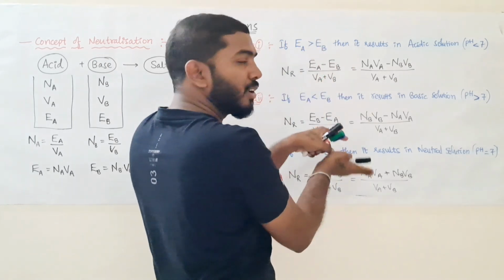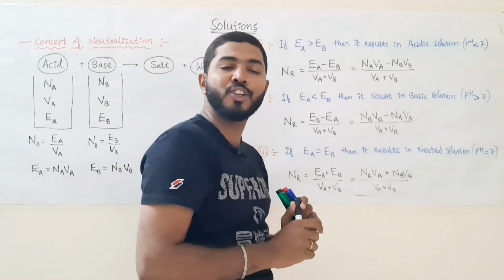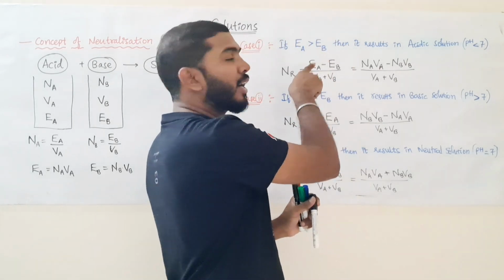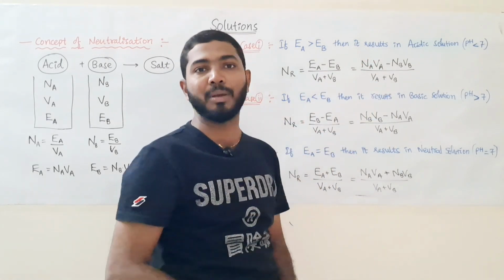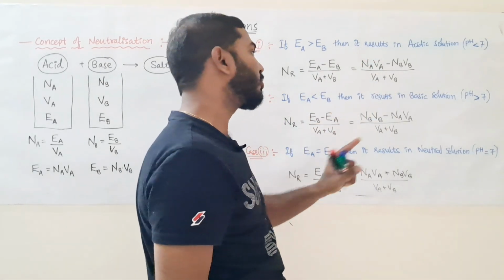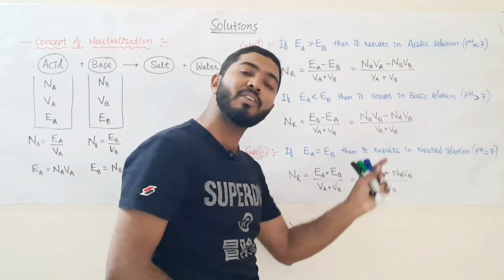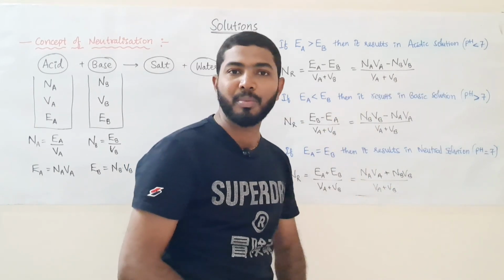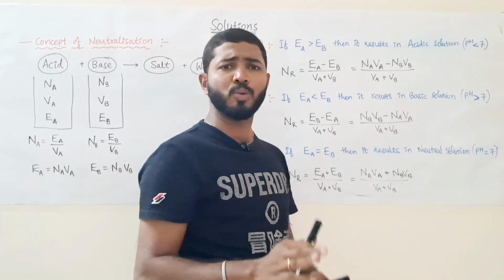Hope you understood. What is the difference between these first and second condition? Here acid equivalents are greater, so we have written Ea minus Eb by Va plus Vb. Here base equivalents are greater, so Eb minus Ea by Va plus Vb, which we can write as NbVb minus NaVa by Va plus Vb. It is clear, there is nothing to worry about it.